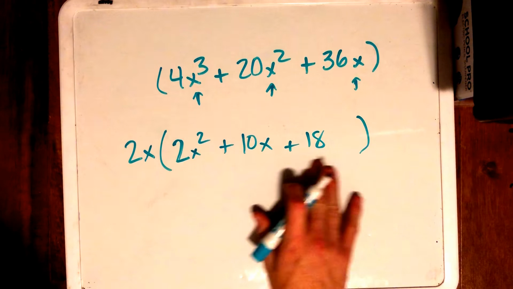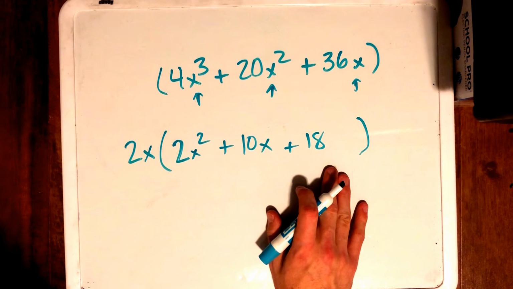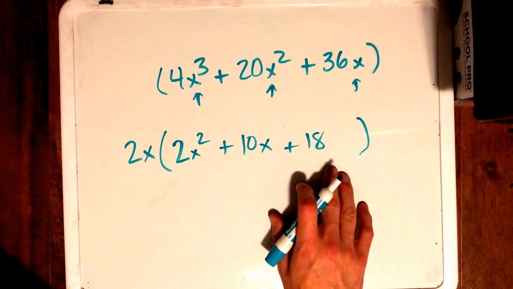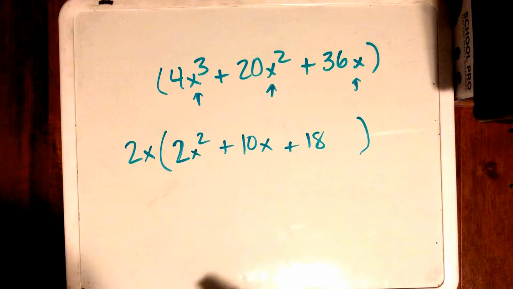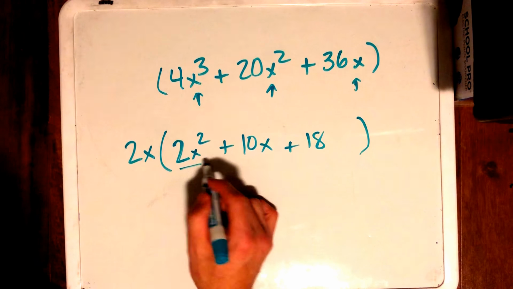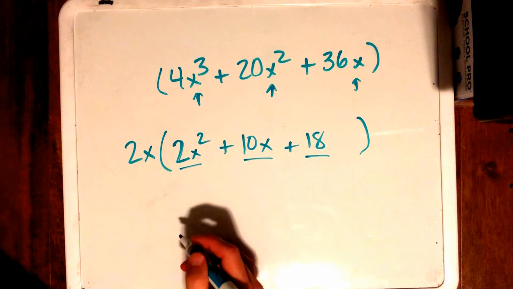Now, is this done factoring? I hope you're shaking your head. If this was a Dora episode, I hope you're shaking your head no at your computer screen, at your phone screen, whatever it is you're looking at, because each of these terms are still even. That means we can still pull out another 2.